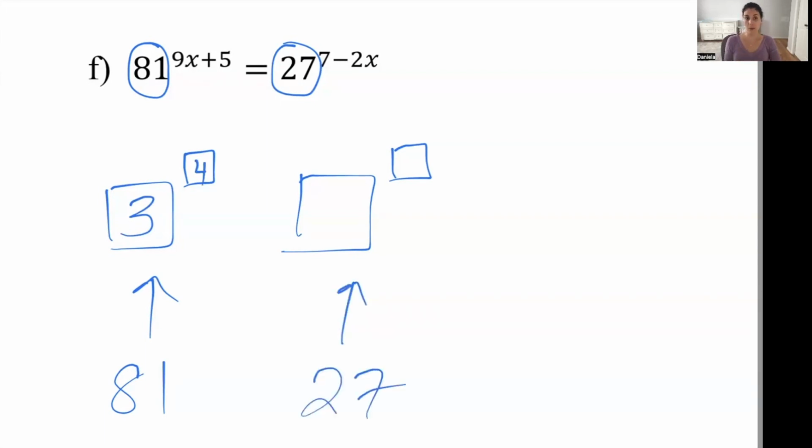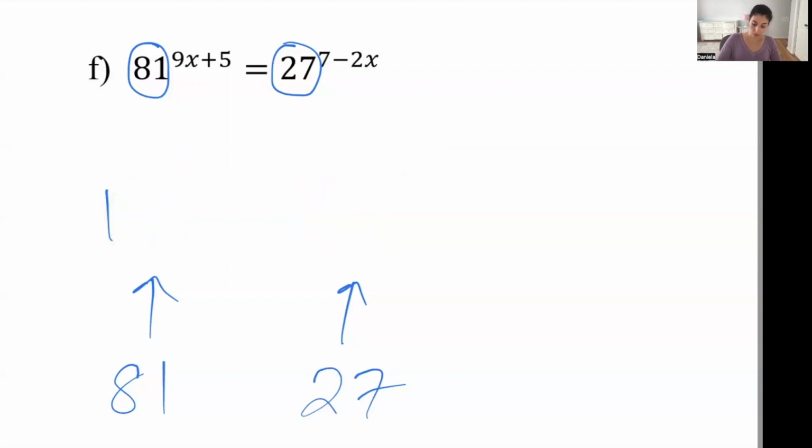You just got to play around with it. 27, I can actually write that as base 3 to the 3rd power. So coincidentally, they happen to have the same base, okay? So in the spot of 81, I'm going to write 3 to the 4th, and in the spot of 27, I'm going to write 3 to the 3rd.